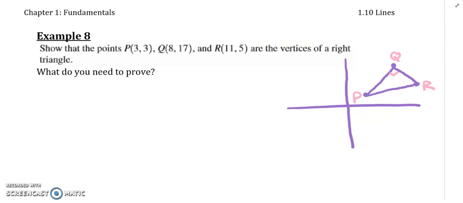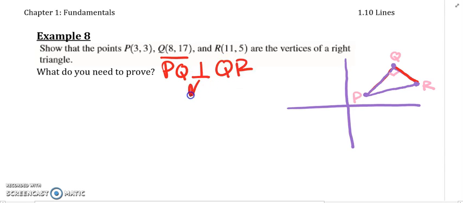Okay. So I have 3 points, and it shows there the vertices of a right triangle. It says show. So remember, this is where my work is going to be my answer. I went ahead and plotted just roughly, this is about (3, 3), (8, 17), and (11, 5), just because I need to see where my right angle would be, and you can tell this is where my right angle should be. So I need to show that there is a right angle here, which means I need to show that PQ is perpendicular to QR.